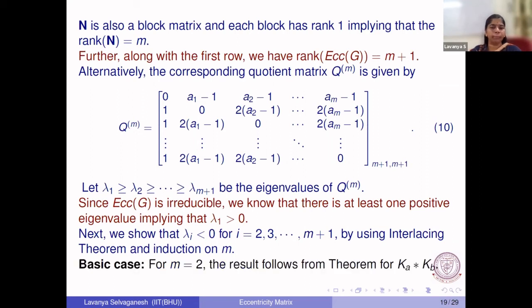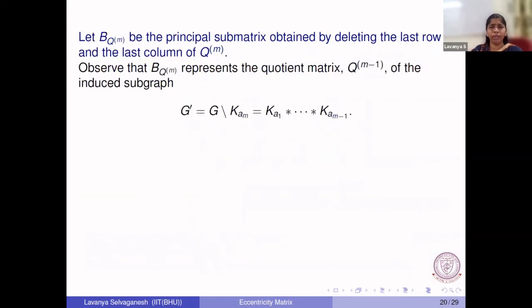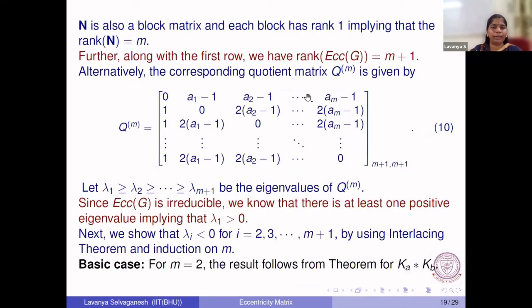So for base case m equal to 2, we have already verified it from our previous result. So going further, for m equal to 3, let us look at this QM matrix and look at the principal submatrix by deleting the last row and last column. We can immediately see that this represents the quotient matrix of m minus 1 complete blocks, that is, from the original graph G.